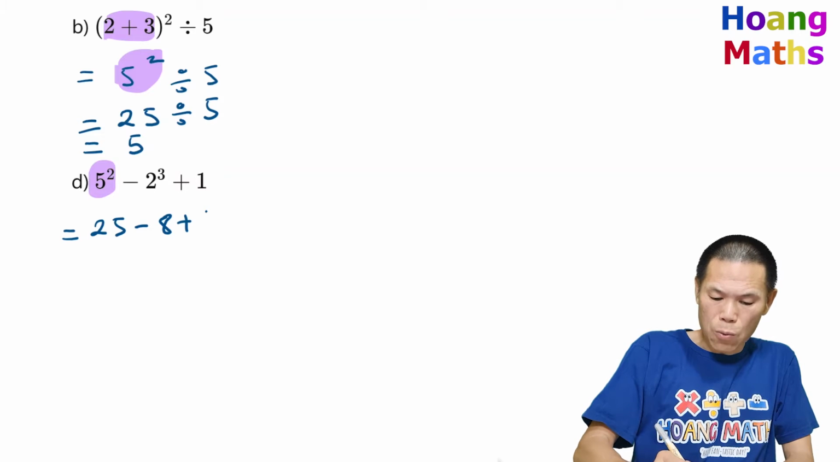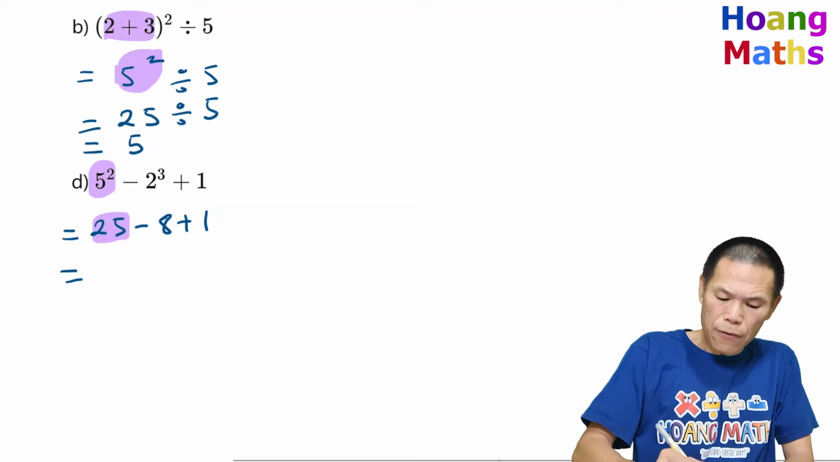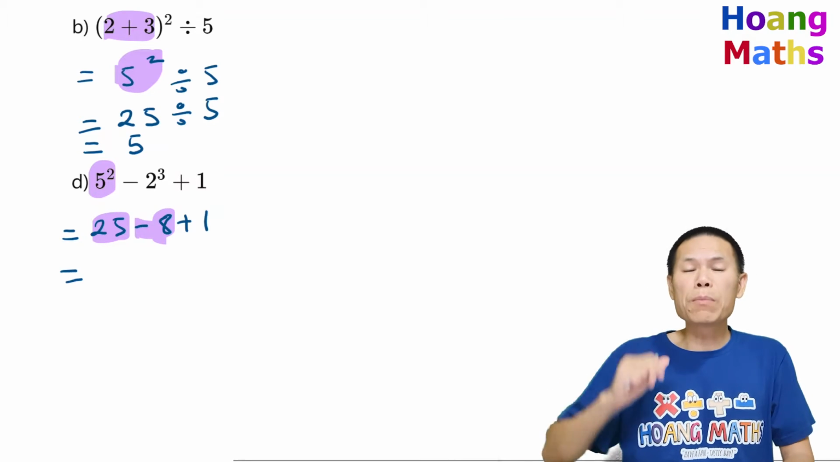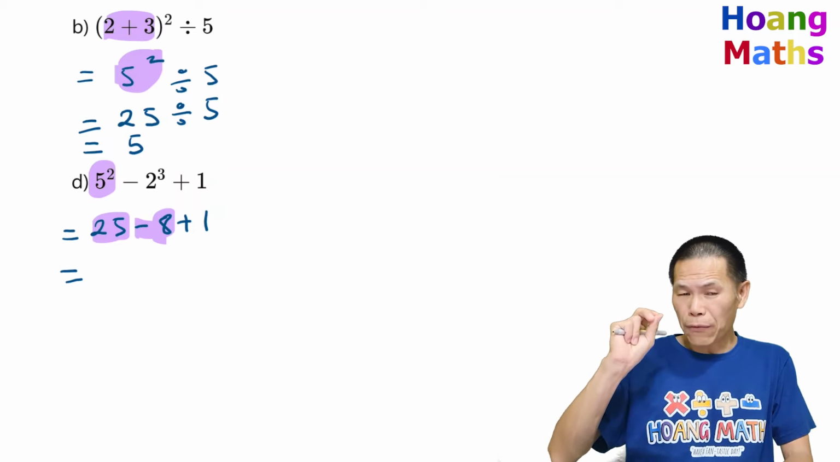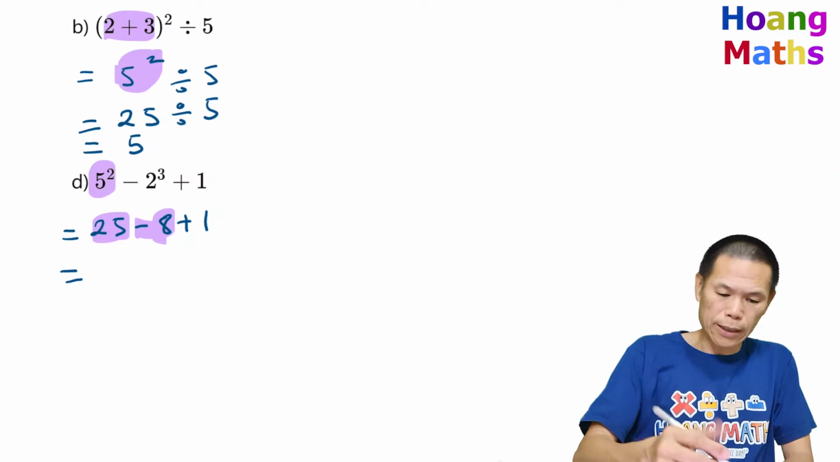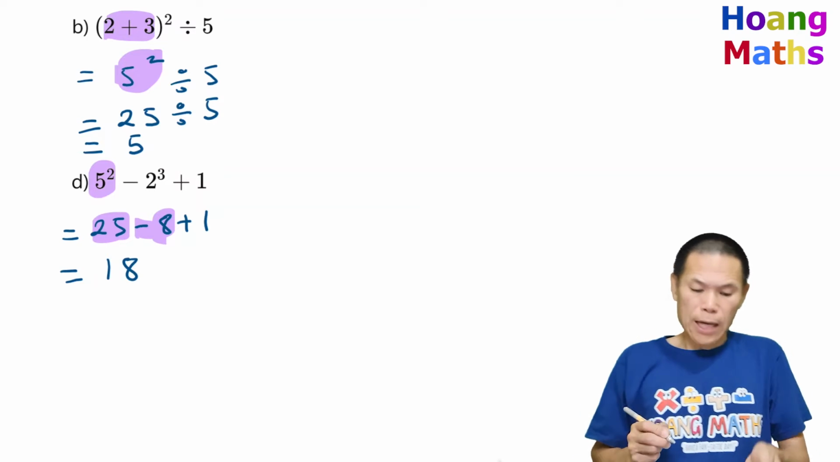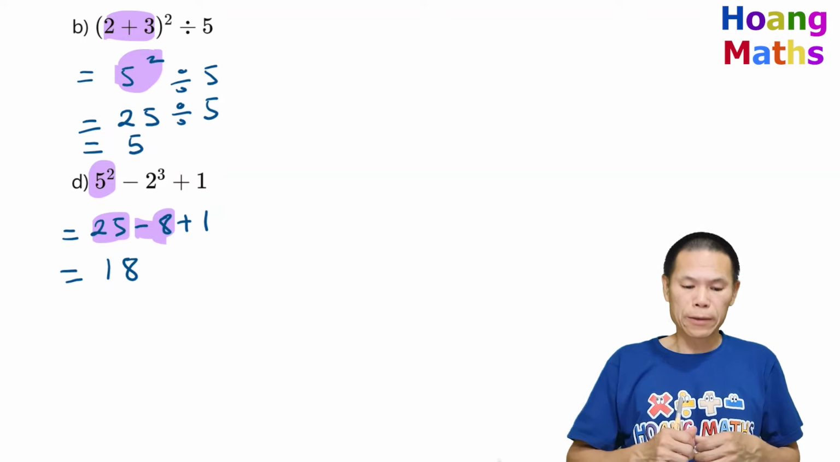And we add 1. That will give me, so we just go 25 minus 8. 20 minus 8 is 12. We add 5 is 17. And then we add another 1 is 18. So the answer is 18. And I hope you got it correct.